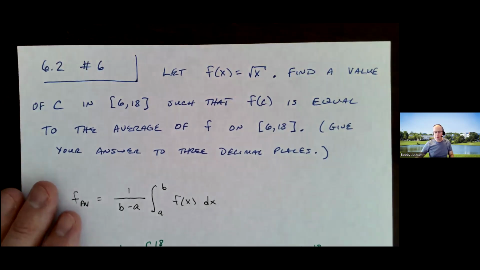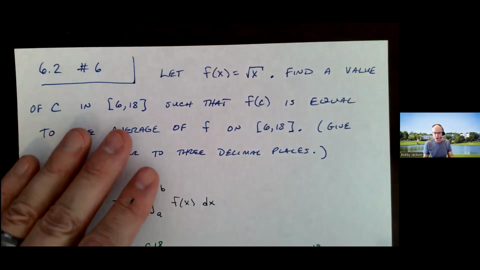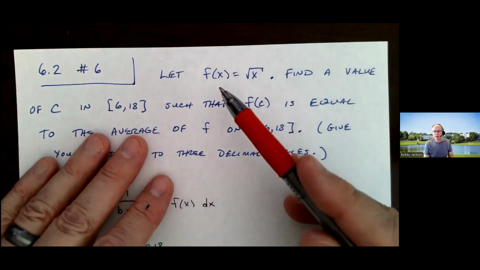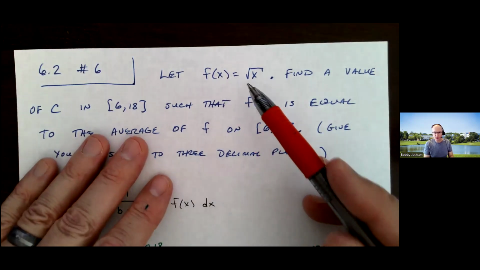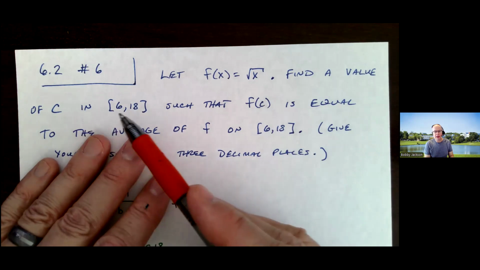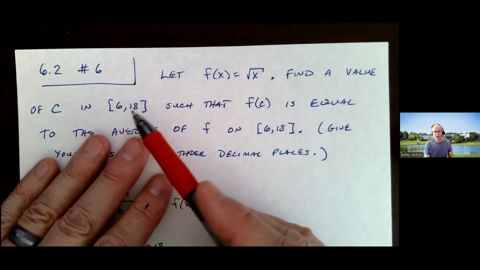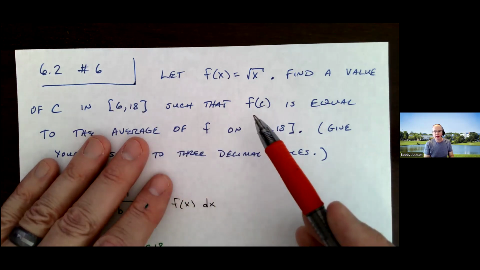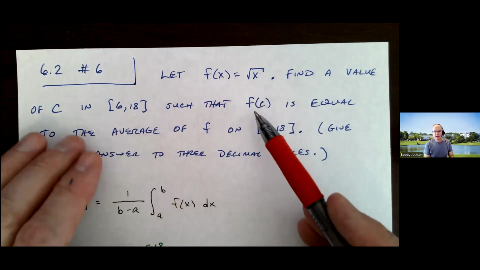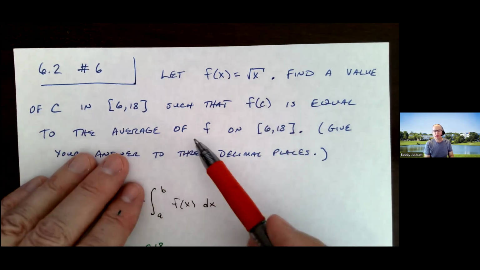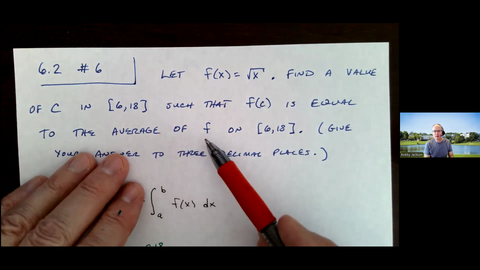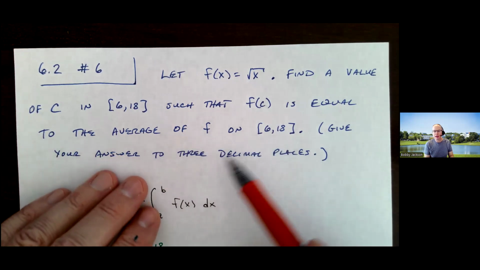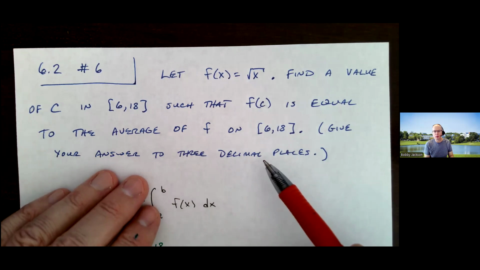Hey everyone, let's take a look at number 6 in section 6.2. We're going to let f of x be the square root of x function. We're going to find a value c in this interval, and again, your numbers might be slightly different, such that f of c is equal to the average value of f over the same interval. And then give your answers to 3 decimal places.